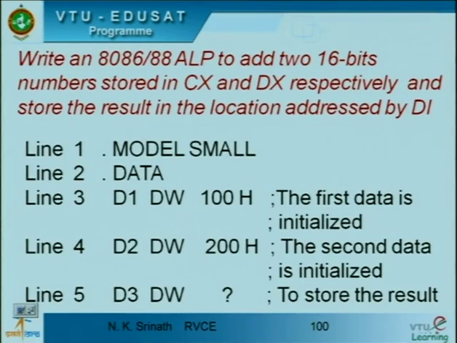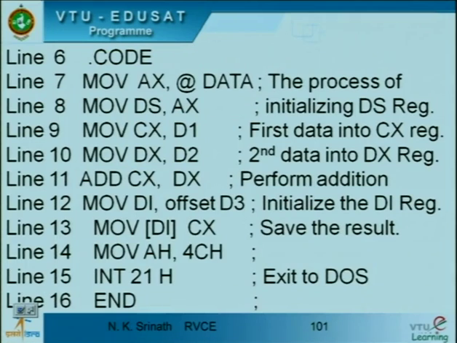Try to understand here that we call this one .MODEL SMALL, which is again an assembler directive. .DATA is again an assembler directive, stating that D1, D2, D3 are the data which is being provided. The next one is line number 6, where we have .CODE. If you do not write this .DATA and .CODE, the program will not work, because it does not know from where the program has to be converted and where the data is available.